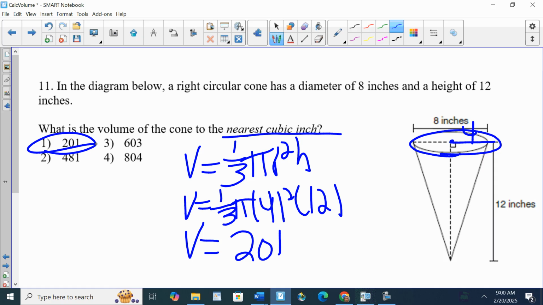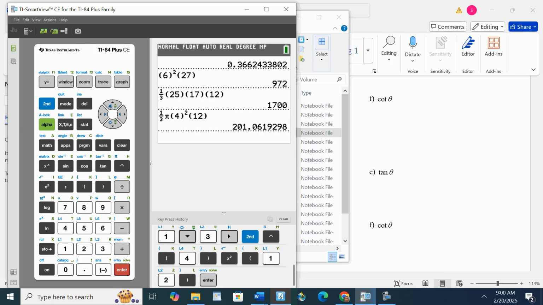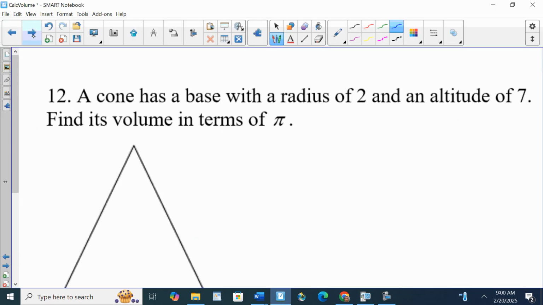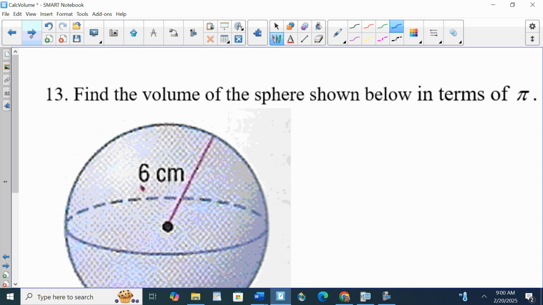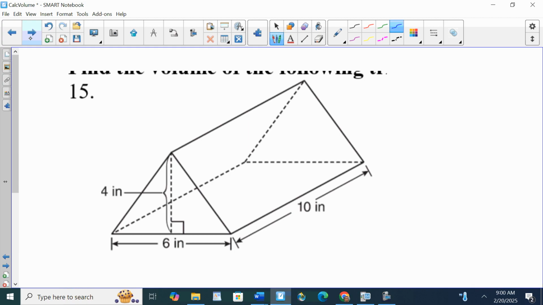So if it says in terms of pi, don't type pi in. If it says rounded to whatever, do type pi in. Okay, sphere. We're just going to hold off on sphere for now. We don't need to go over every single thing. You just sub into the formula.